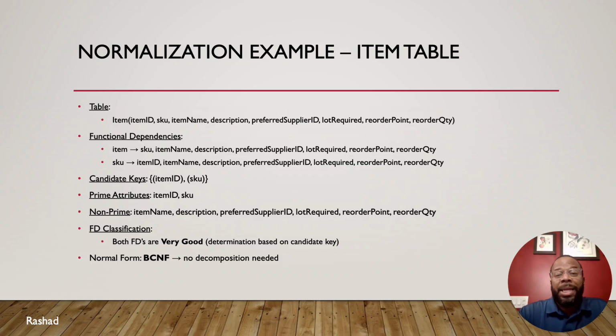Here's item in the exact style of the student's example from the instructions. First, we list the dependencies. Either item ID or SKU can determine the rest of the row. That gives us two candidate keys, so item ID and SKU are prime and everything else is non-prime. Because both functional dependencies have a candidate key on the left, they are very good FDs. That puts the table in BCNF, so it doesn't need decomposition.